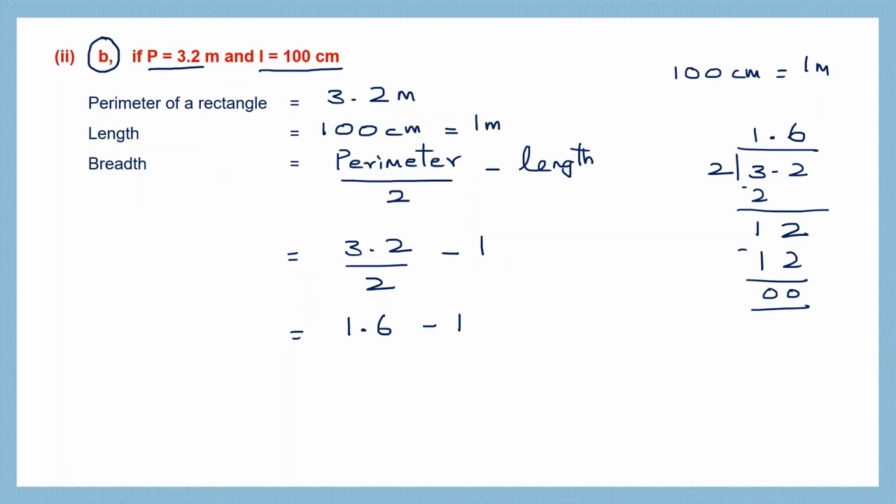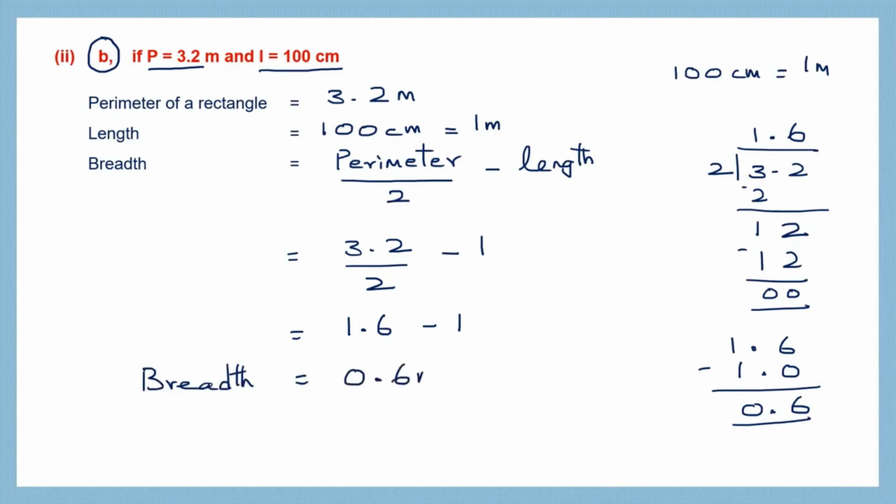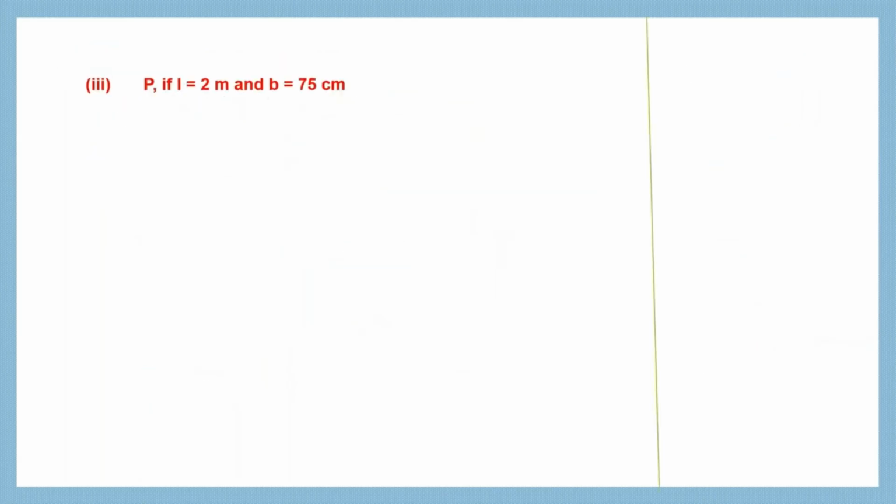So let's do that subtraction. 1.6 minus 1. So here it will be 0.0. So 6 point and here it is 0. So we have found the breadth to be 0.6 and the unit now is meters. 0.6 meters.